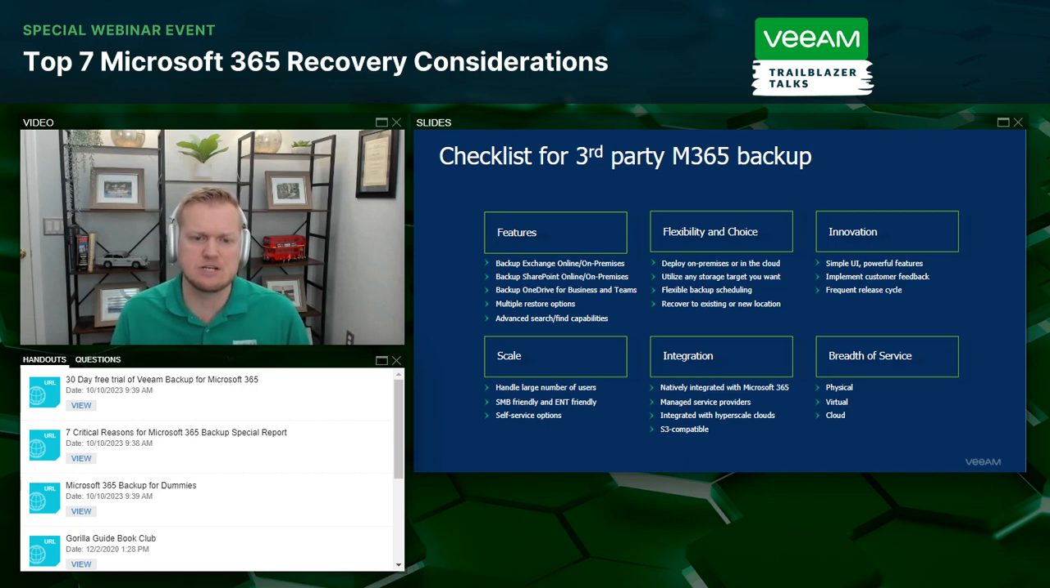So these are 3 different categories that IDC actually put together, and this basically helps you narrow down what to look for in a third-party backup. So obviously the features, make sure you've got all the applications you want to back up, make sure you have all the restore options and all the search and find capabilities so you can effectively hone in and search and recover exactly the data set you need.